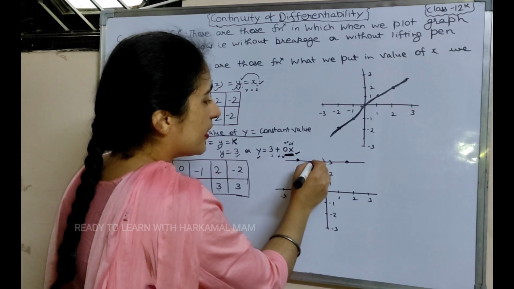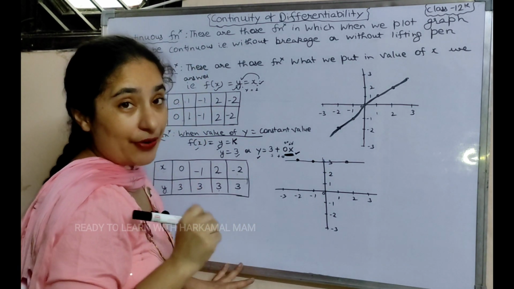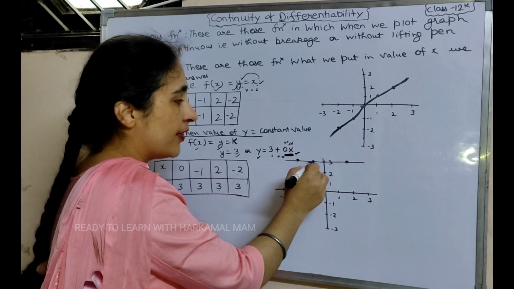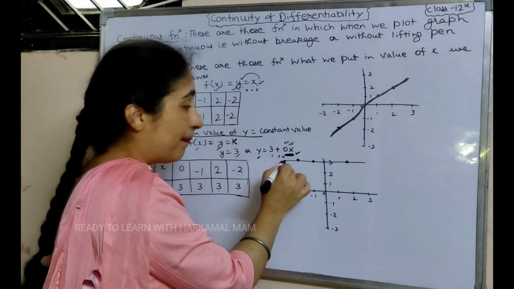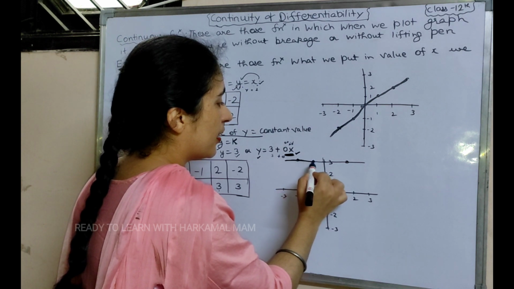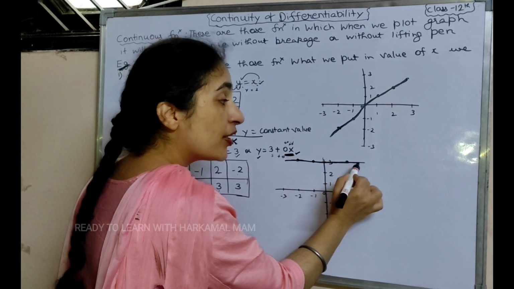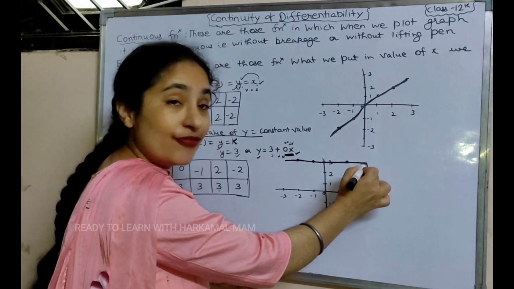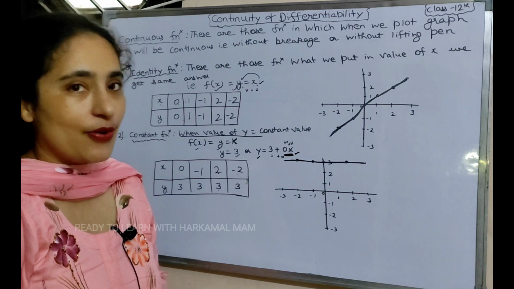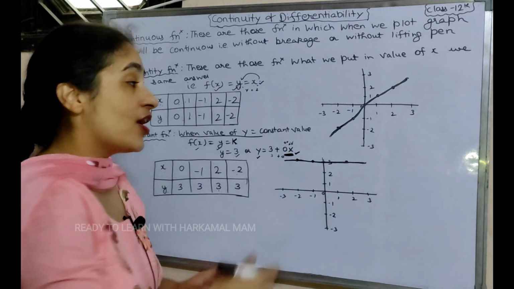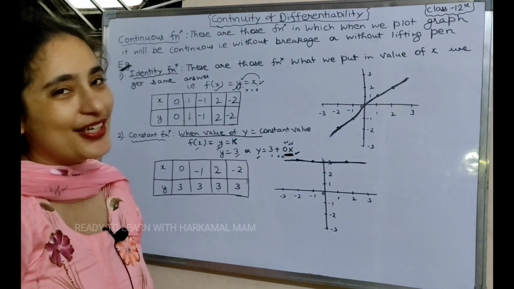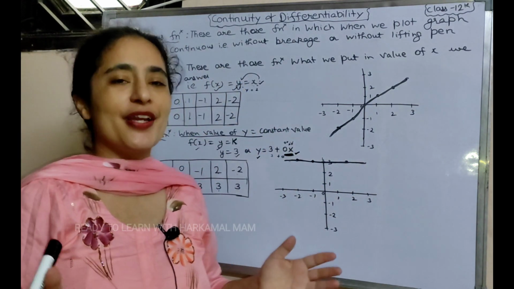Firstly, I am plotting the graph here. I am joining the points. So here is my pen and I start plotting. I am plotting the graph without lifting my pen. This is called a continuous function. When we plot the graph without lifting the pen, it is called a continuous function, meaning there is no breakage at all.